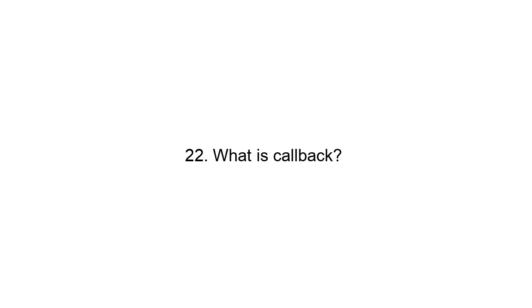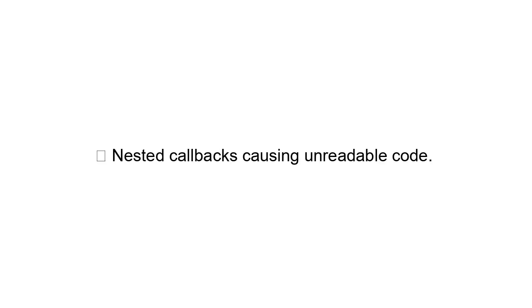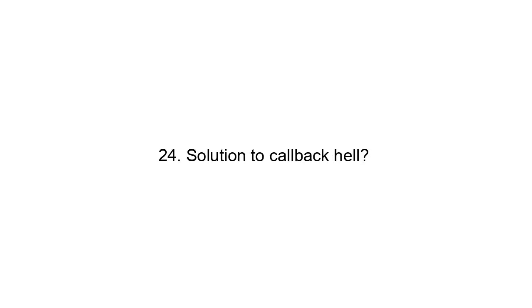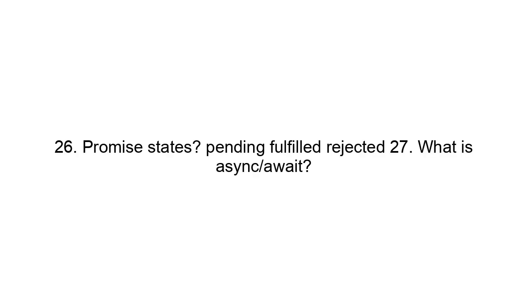22. What is callback? Function executed after completion. 23. Callback hell? Nested callbacks causing unreadable code. 24. Solution to callback hell: promises, async await. 25. What is promise? Object representing future value. 26. Promise states: pending, fulfilled, rejected. 27. What is async await? Cleaner way to handle promises. 28. What is error handling in Node.js? Using try-catch or error middleware.